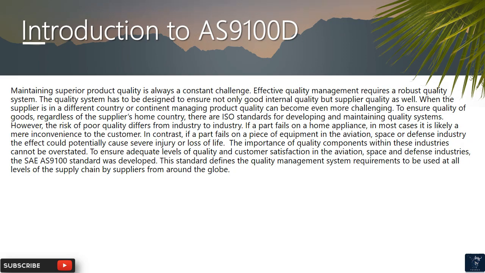However, the risk of poor quality differs from industry to industry. If a part fails on a home appliance, in most cases it is likely a mere inconvenience to the customer. In contrast, if a part fails on a piece of equipment in the aviation, space, or defense industry, the effect could potentially cause severe injury or loss of life. The importance of quality components within these industries cannot be overstated. To ensure adequate levels of quality and customer satisfaction in the aviation, space, and defense industries, the SAE AS9100 standard was developed. This standard defines the quality management system requirements to be used at all levels of the supply chain by suppliers from around the globe.